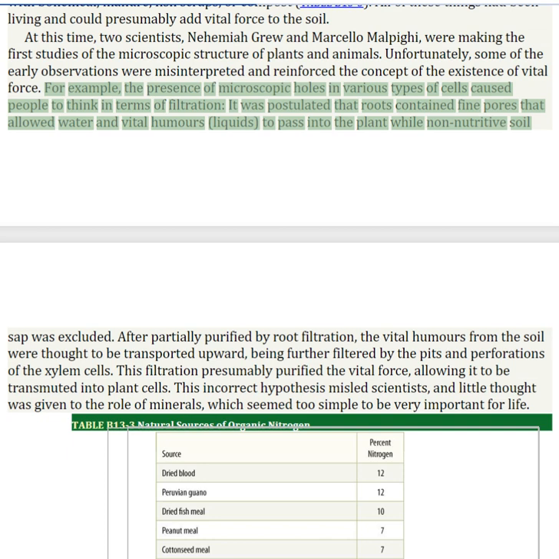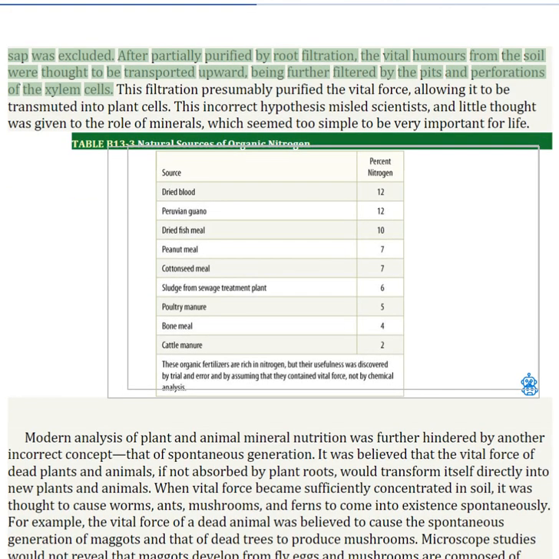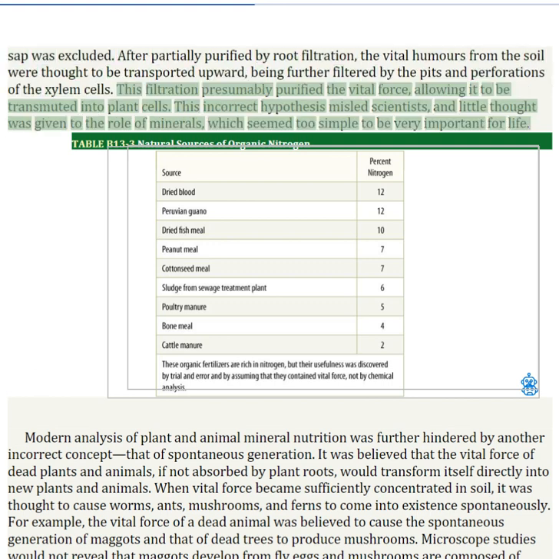For example, the presence of microscopic holes in various types of cells caused people to think in terms of filtration. It was postulated that roots contained fine pores that allowed water and vital humors to pass into the plant while non-nutritive soil was excluded. After being partially purified by root filtration, the vital humors from the soil were thought to be transported upward, being further filtered by the pits and perforations of the xylem cells. This filtration presumably purified the vital force, allowing it to be transmuted into plant cells.